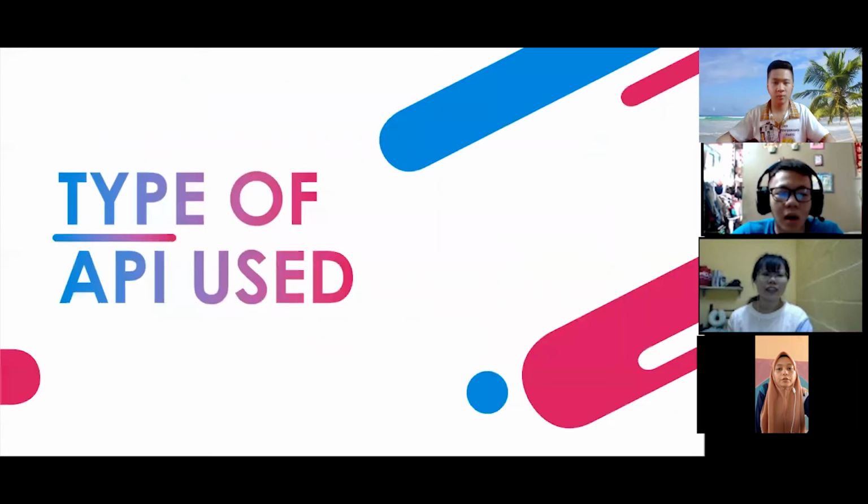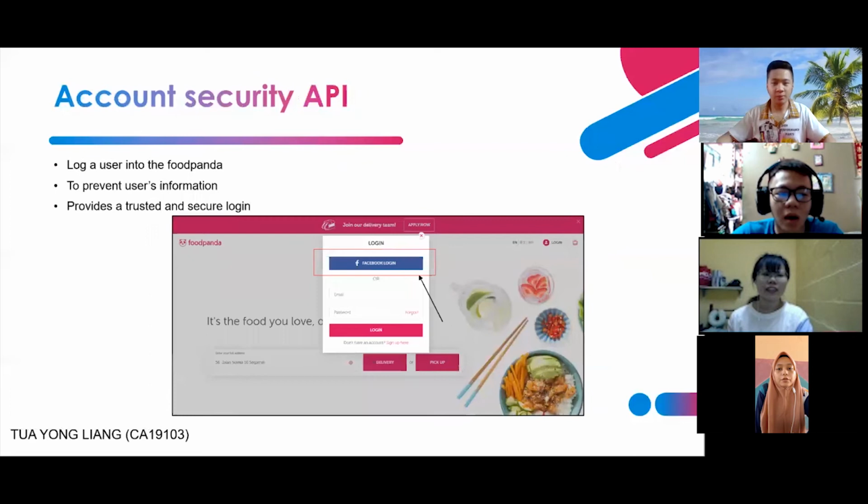Types of API used. Account security API is used to log a user into the Foodpanda website to make an order. This is a good way to prevent users' information from being leaked to the public. By using account security API, it provides a trusted and secure login system that is familiar to users and removes the burden of users having to remember another username and password.